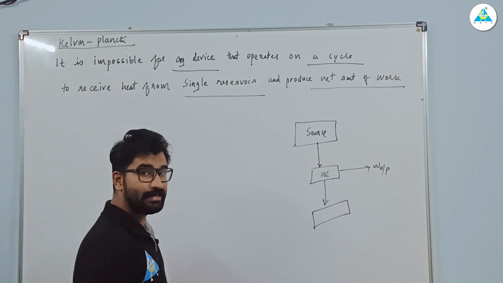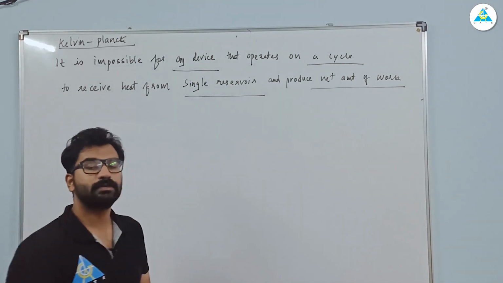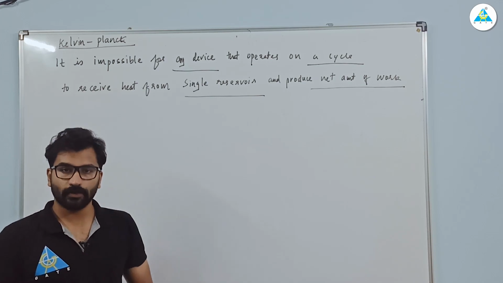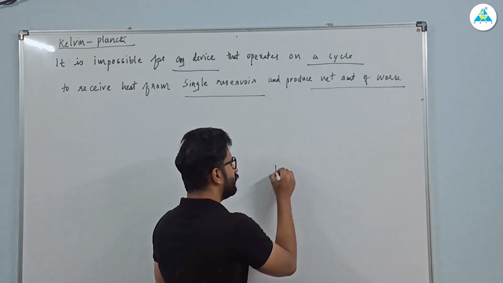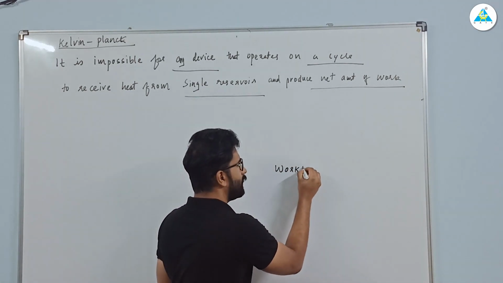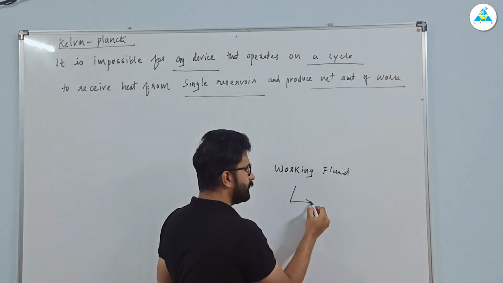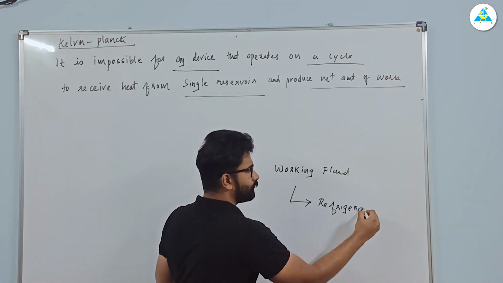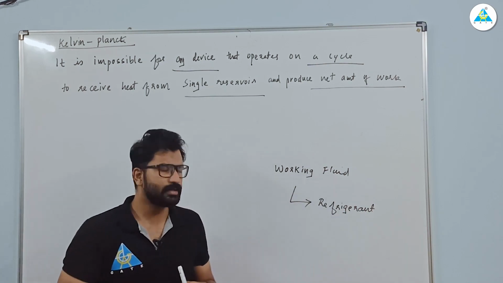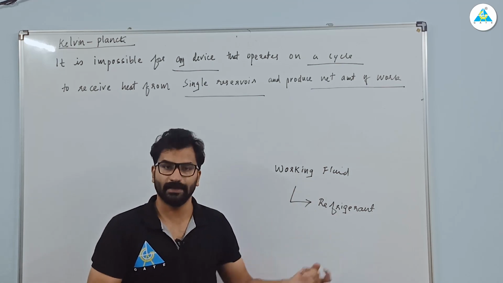Now, since the heat engine is partially done, we have now the refrigerator. Normally in cyclic devices you will be having a working fluid. The working fluid in the refrigerator is called your refrigerant. This will be going from the compressor to the evaporator, evaporator to the throttling valve, like that.